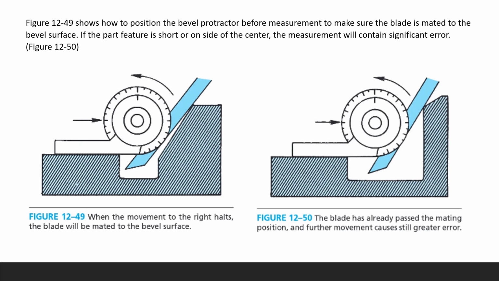Here we're rotating to the right. If the rotation stops, the blade is going to be mated to the bevel surface. Here you can continue to turn, and the blade has already passed the mating position. So in this case, it's going to produce a significant error.